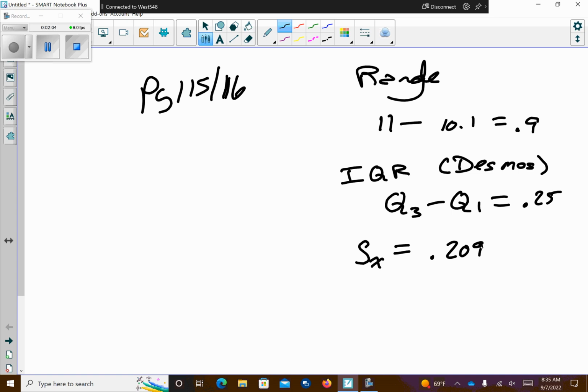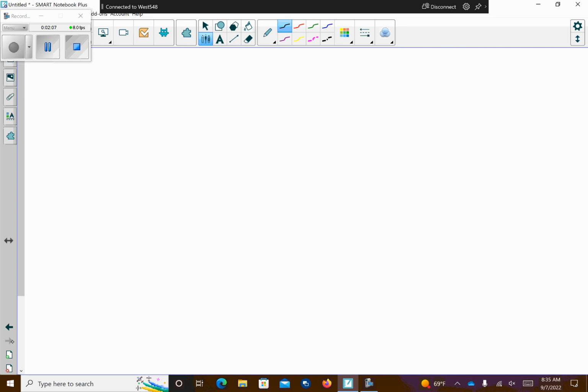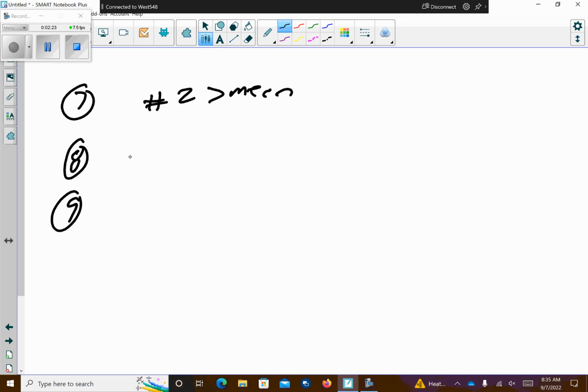But then the ones I wanted to hit upon, 7, 8, and 9. So you have 2 different data sets. So data in number 2 has the greatest mean. And then number 8, number 2 has the greatest mean. And then number 9, you have the exact same mean. And then the standard deviation, again, this is what Desmos will do for you. This is tied. Okay, they have the same standard deviation between the 2 data sets.